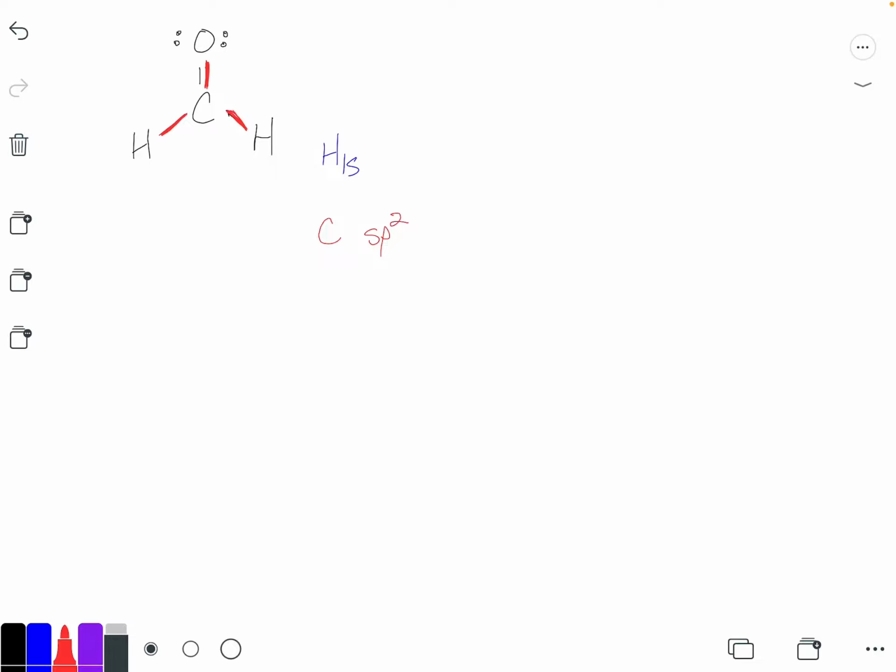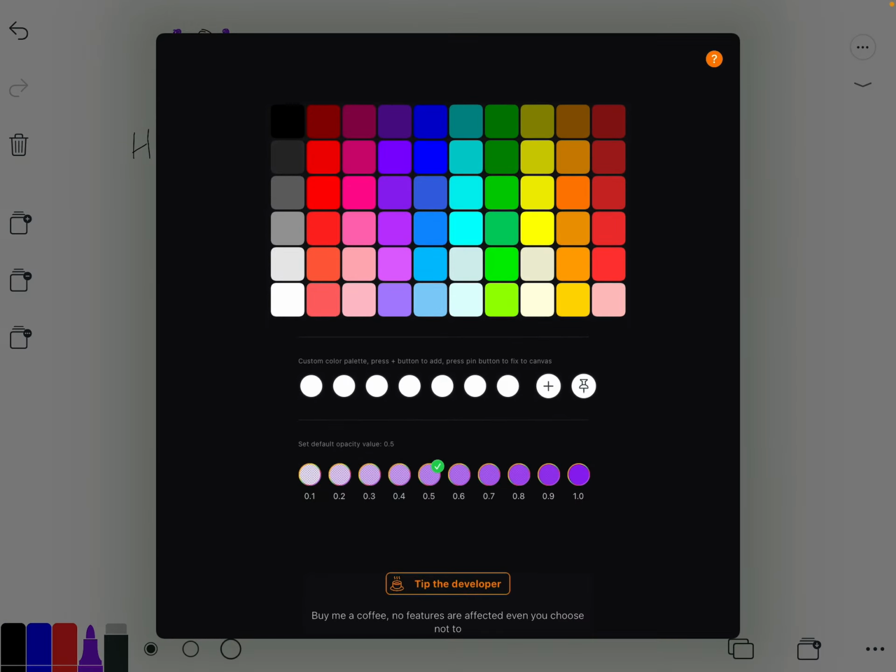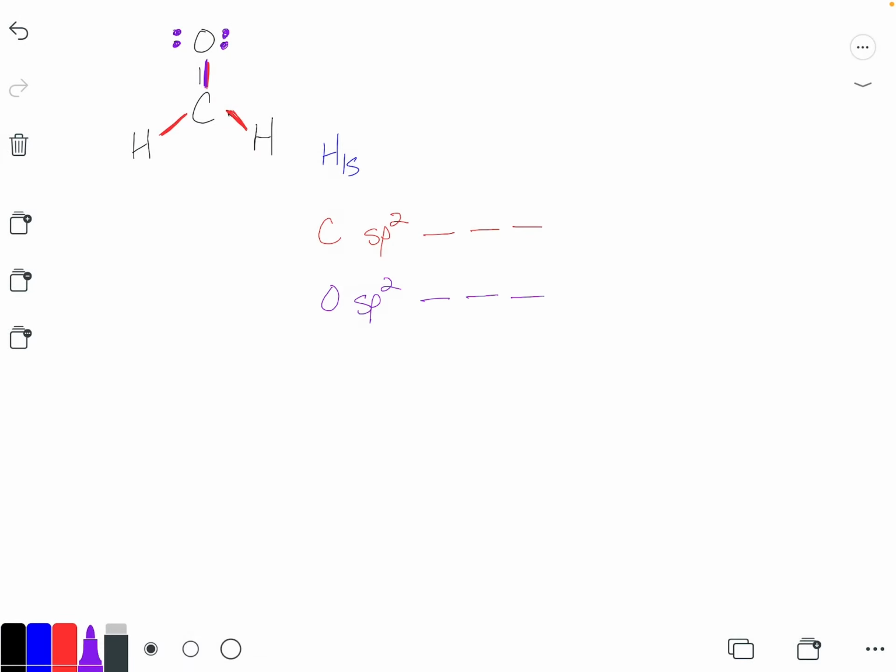What about oxygen? Let's look at oxygen. We'll make oxygen purple here. Oxygen has 1 group from that pair of electrons, another group for that pair of electrons, and this group that's bonding to carbon. 3 electron groups. That means oxygen is sp2 hybridized as well, right? And so when we think about what's going on here, carbon's got 3 sp2 orbitals, oxygen's got 3 sp2 orbitals, and that leftover p orbital over there.